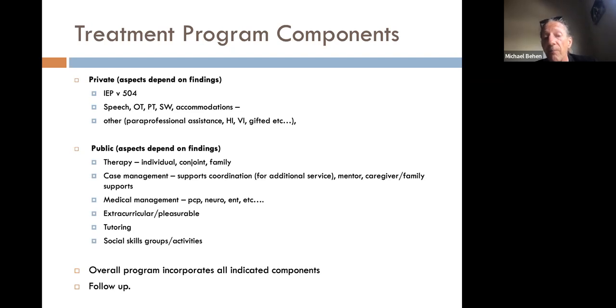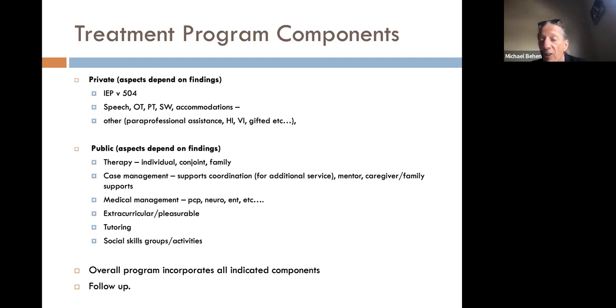If there's any motor concern, we would also want occupational therapy services. We may want physical therapy services. If there are behavioral concerns or any aspect of behavioral social concerns that are interfering with their achieving to their potential, we would want social work services to address behavioral concerns and also social skills. And then we would want accommodations that make sense.